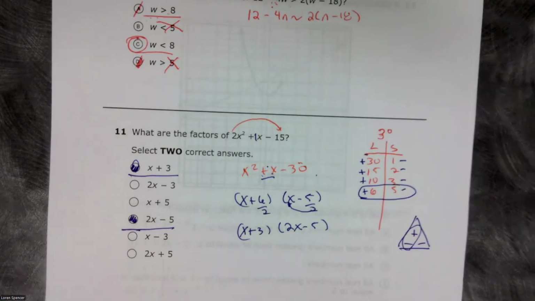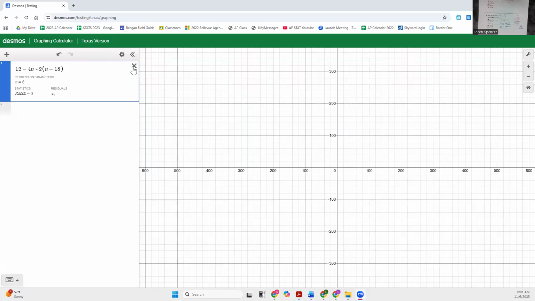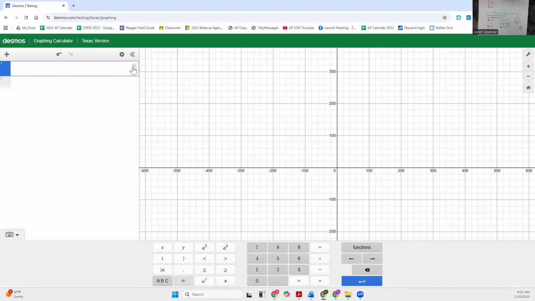But let's see what we can do with Desmos to see if that problem scares you. So going to our Desmos screen, I'm going to put in the original equation. The original equation was 2x squared plus 1x minus 15. And by the way, I don't even have to put that 1 in there. So let's take that out.